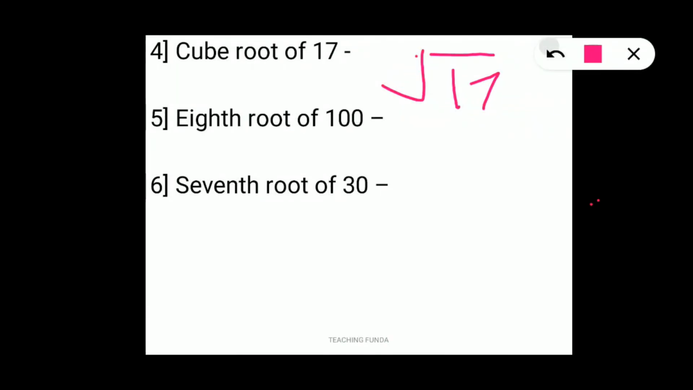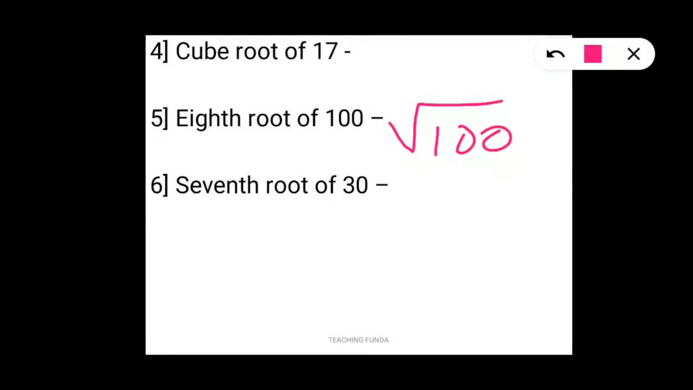Okay. Now next, 8th root of 100. Now this is the 100, and which root have they given to you? 8. Here you have to write 8. It is very easy, students. Now 100 you have to write, and which root? 8th root means 1 upon 8. At the head of the 100 you have to write 1 upon 8.